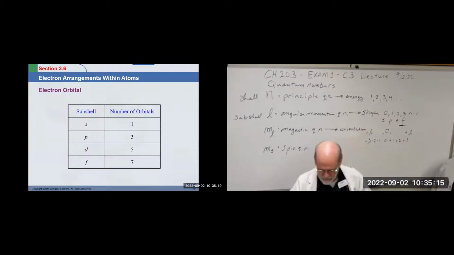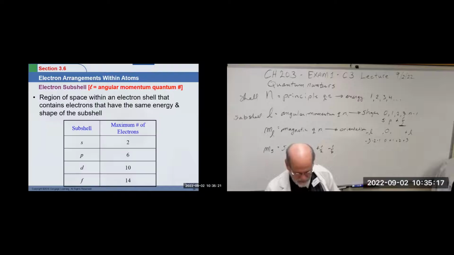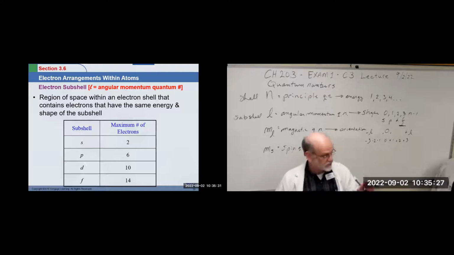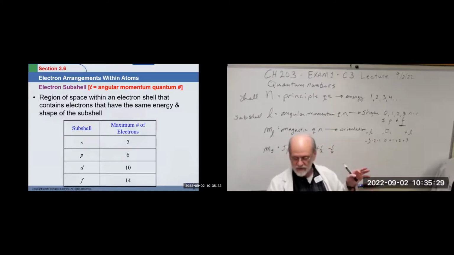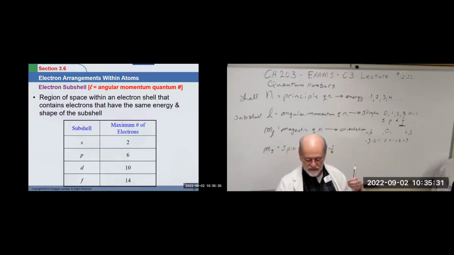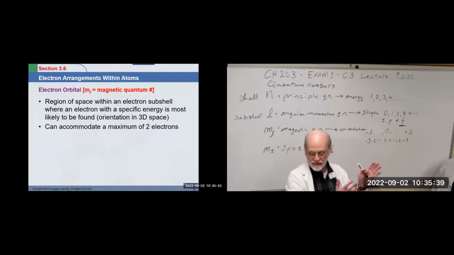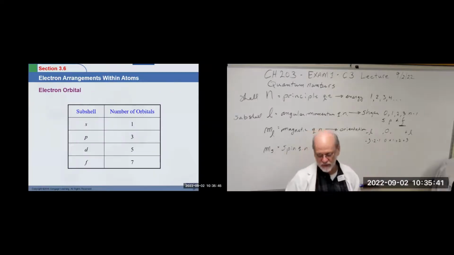Okay. These are just pictures here. Maximum number of electrons. Okay. It's the discussion I just gave you. You can have a maximum of 2 in the S, 6 in the P, 10 in the D, and 14 in the F. And that corresponds to elements that you're constructing in those regions in the periodic table.